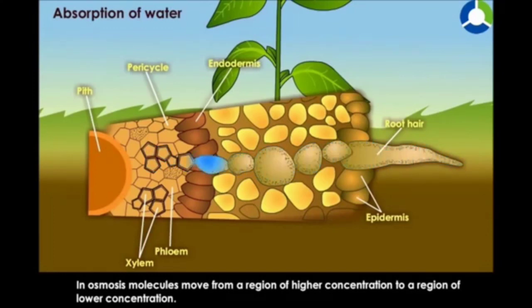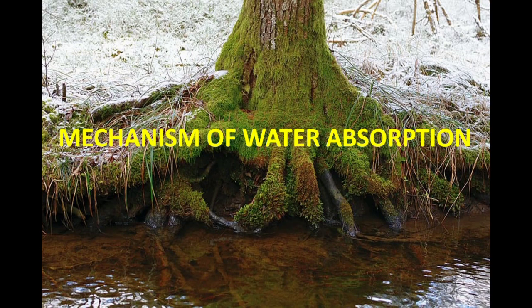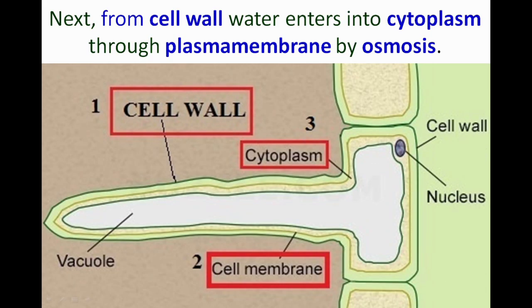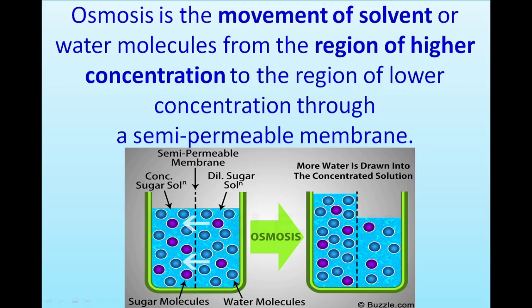Now we can see the mechanism of water absorption by the root hair and conduction of water from root hair to xylem. The walls of root hairs are permeable to water. Imbibition of water by cell walls of root hair helps to keep the cell moist. Water present in the cell wall is ready to enter into the cytoplasm through the semipermeable plasma membrane by the process osmosis. In the previous class, we have studied what is osmosis.